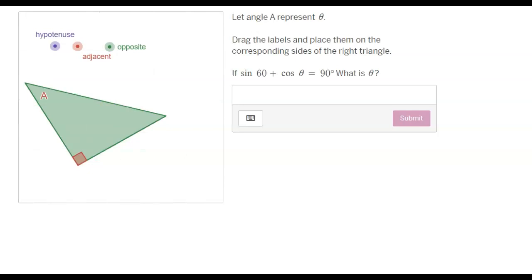Let's let angle A represent our theta in this situation. This triangle is rotated in a unique way. For me, if I look at the 90-degree angle and then go across from the 90-degree angle, I immediately notice that that's my hypotenuse. Now I can draw a line to the opposite side, and the only thing left is my adjacent.